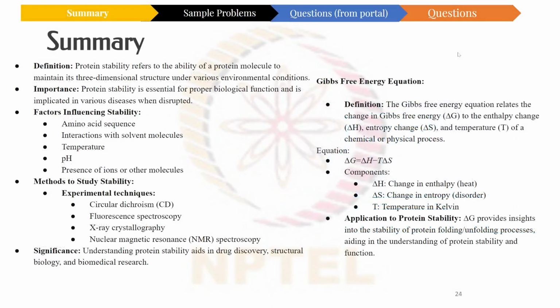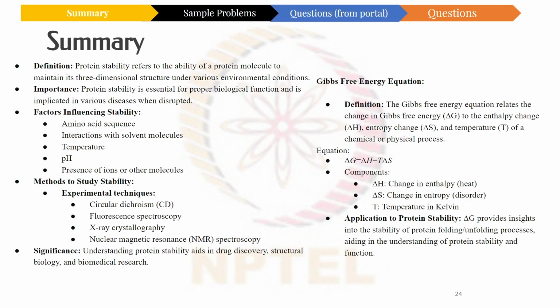Then we have protein stability. Protein stability refers to the tendency of a protein molecule to maintain its three-dimensional structure under various environmental conditions. Or protein stability is defined as the free energy difference between folded and unfolded states.